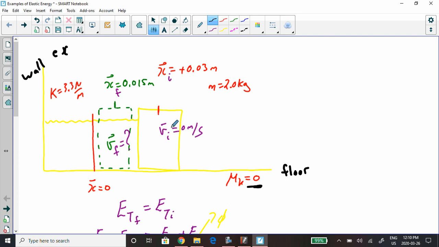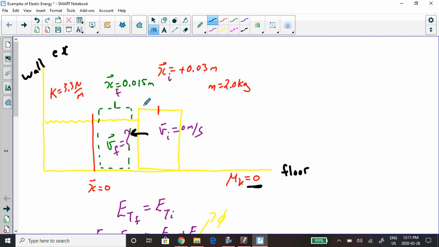I'm stretching it, pulling it, and holding it here. And as I'm stretching this box, this spring, which is attached to this box, I'm going to tell everybody here that the spring constant is 3.3 newtons per meter. So there it is. I pull it over to here. I've moved it by 0.03 meters. I'm holding it, and then boom, I release it. I release the box. And the spring is going to pull the box. So the box is going to start to move this way.